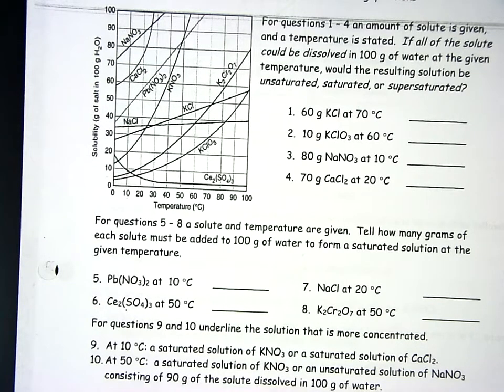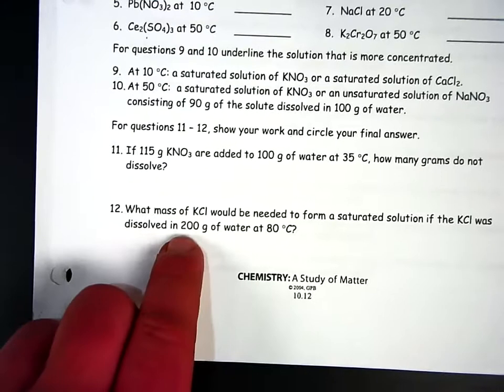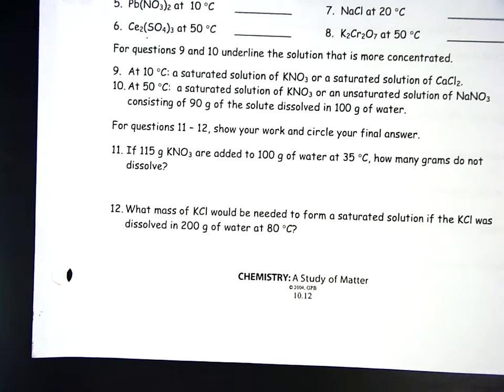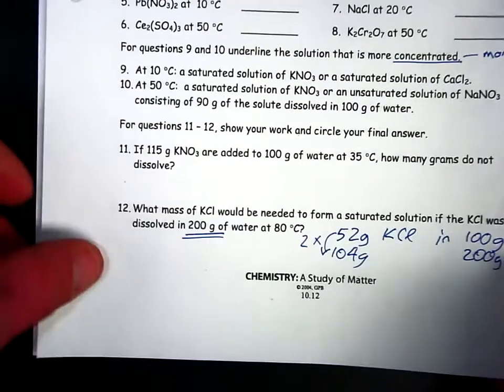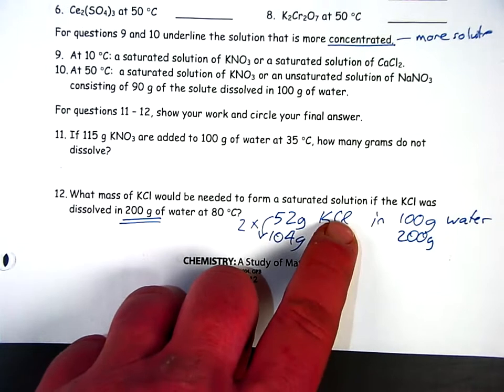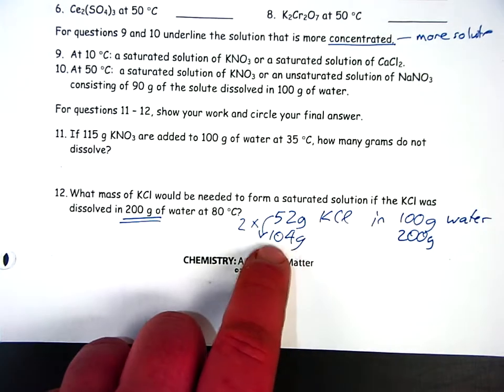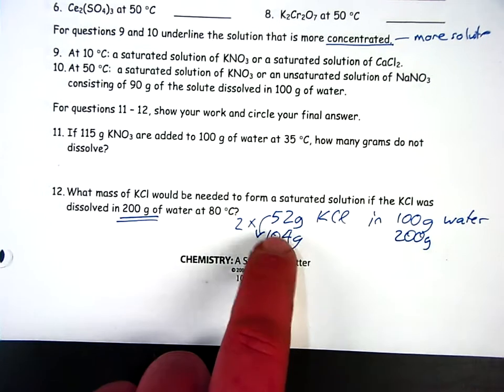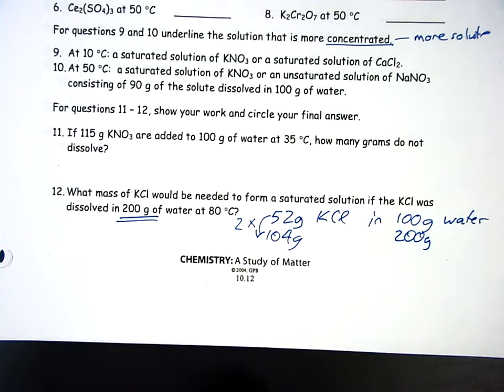So we've got 52 grams of potassium chloride that's dissolved in 100 grams of water. Well, it makes sense that if we have double the amount of water, we should double the amount of solute that's present in there, and that will still give us the same solubility. That's really what we're doing. It's just proportional reasoning here. So it's 52 grams of potassium chloride in 100 grams. If we get double the amount of water, then we should have double the solute. So 104 grams of KCl.